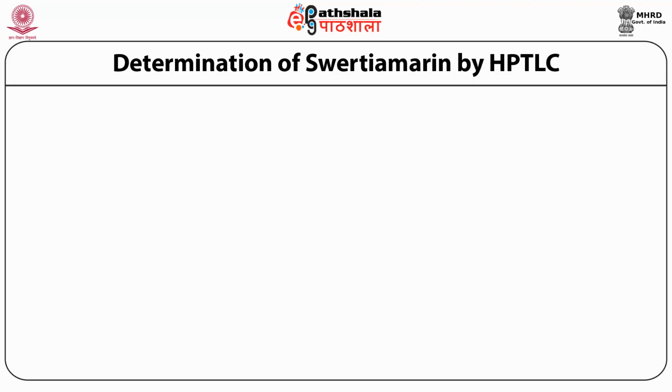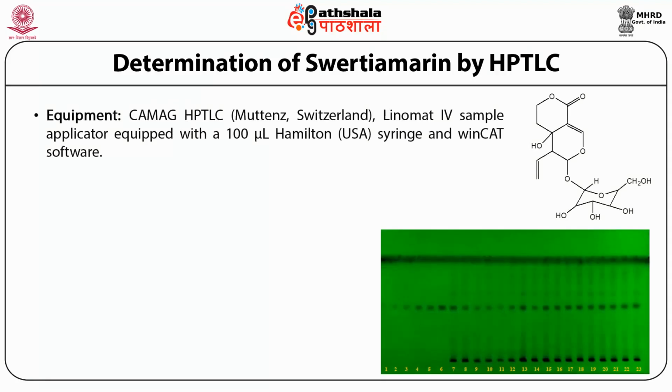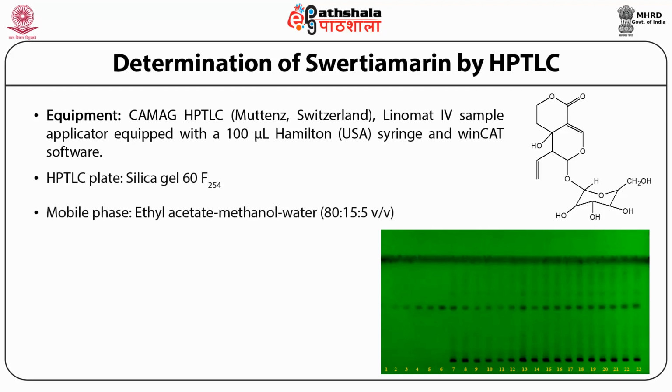The first one is determination of schwarzschild by HPTLC. Here the schwarzschild, which is a very bitter compound present in Schwarzschild cherata, has been detected in different extracts using HPTLC. The solvent system, the mobile phase, is ethyl acetate, methanol, water in the ratio of 80:15:5. Scanning has been done at 246. These dark spots at the center represent schwarzschild.